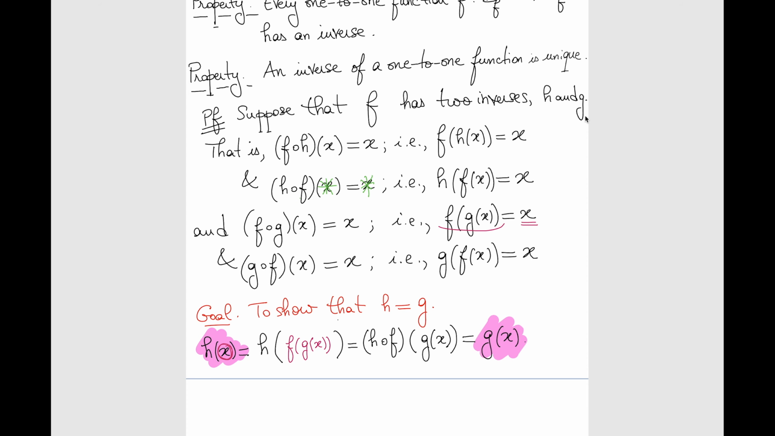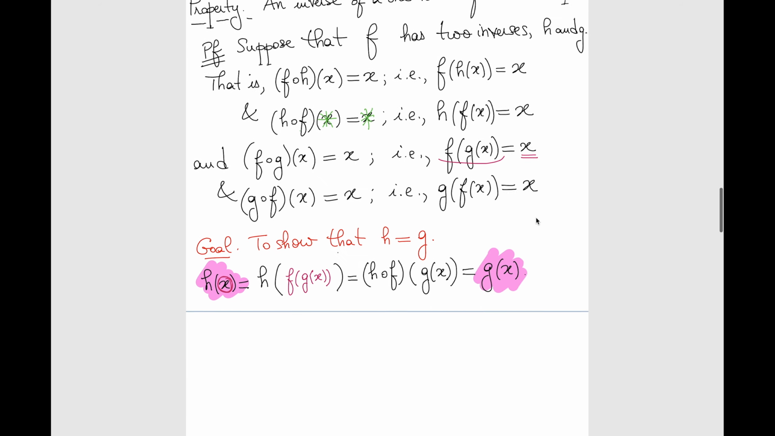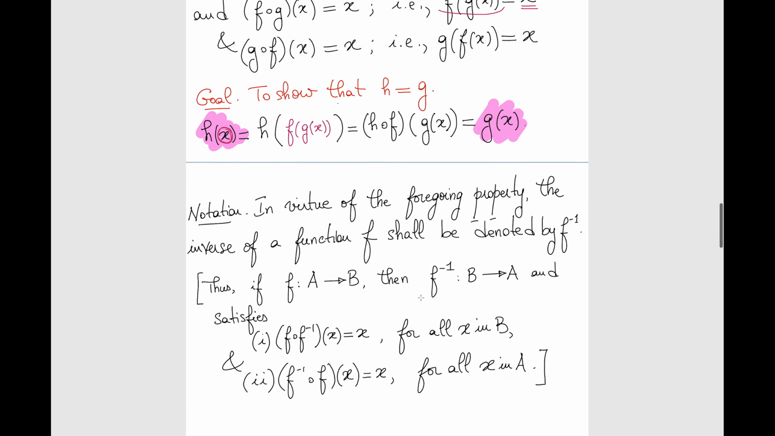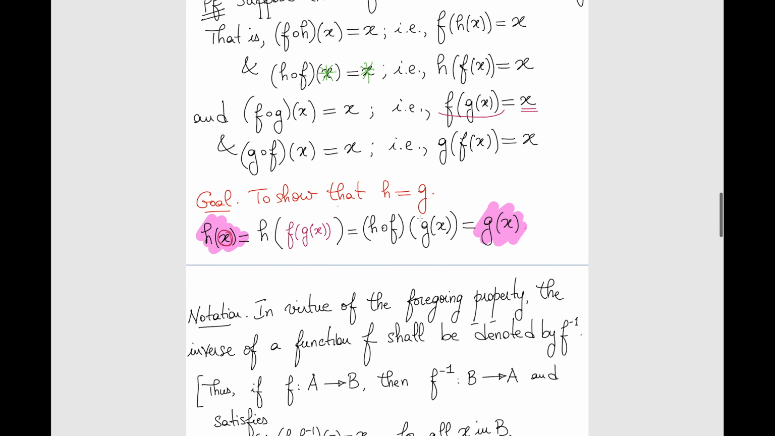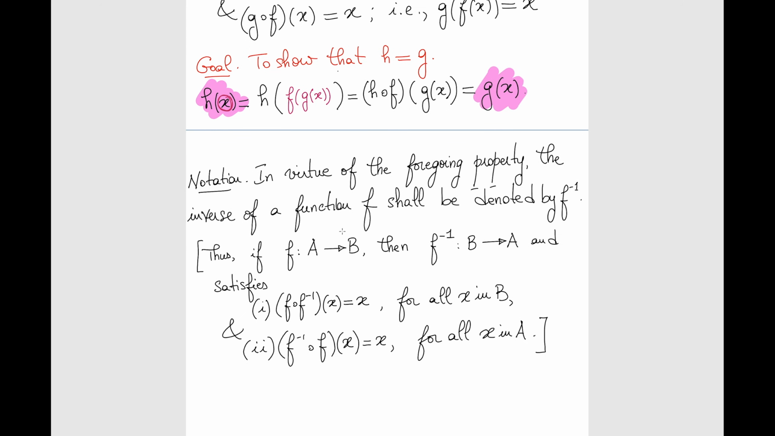So because the inverse of a function is unique, because it's one and only one thing, we can label it and give it a name. And this is our notation then. By virtue of the foregoing property, the uniqueness property of the inverse, the inverse of a function f has a special notation because it's unique again. It's denoted by this figure here, this image, and it's read as the inverse of f, the inverse function of f. This is not f to power negative 1. It looks like f to power negative 1, but it is not.